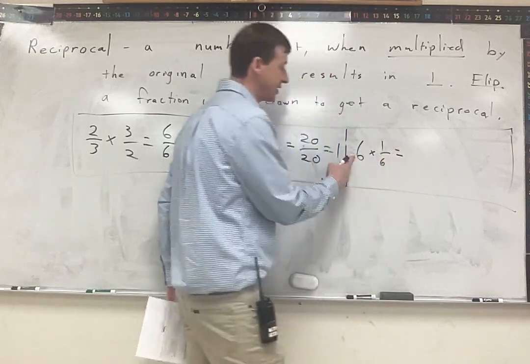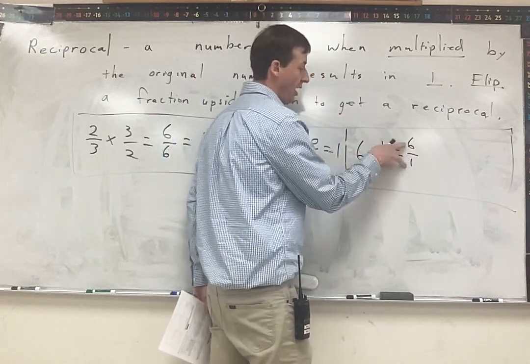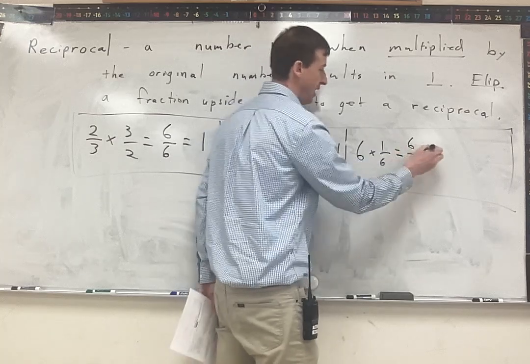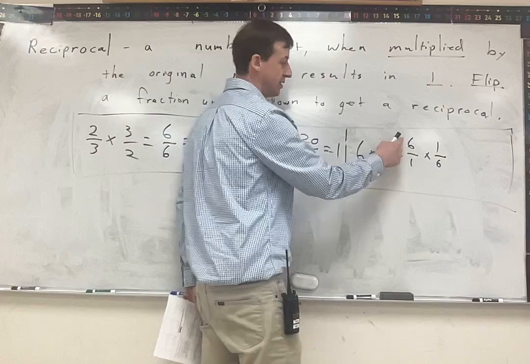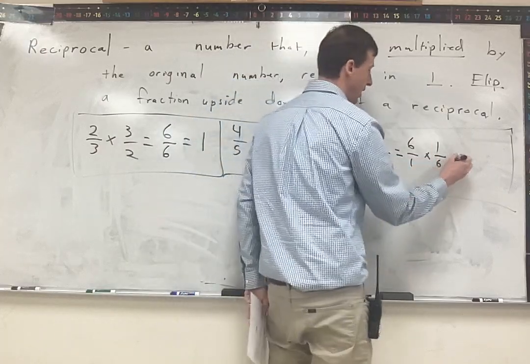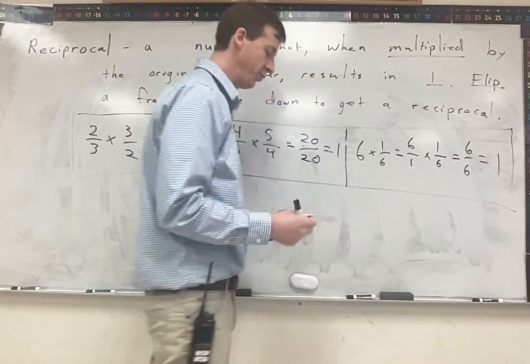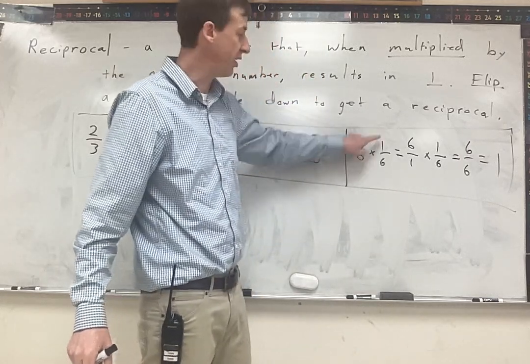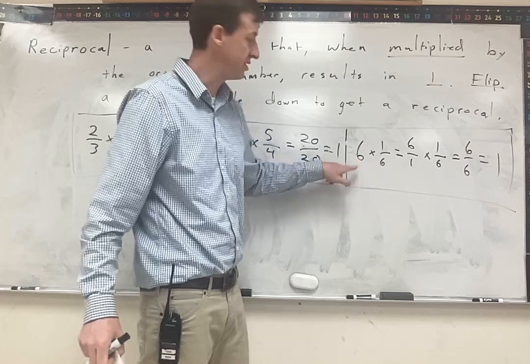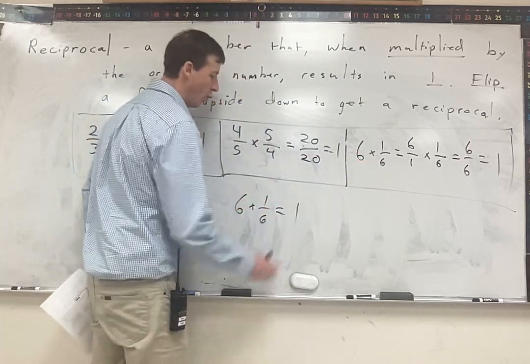Because when we write 6 as a fraction, we write it as 6/1, right? And what's the reciprocal of 6/1? We'll flip it upside down, 1/6. So 6 times 1/6 is the same as 6/1 times 1/6 is equal to 6/6 is equal to 1. So anytime you have a whole number, if you put the number 1 over it, we call that the reciprocal. So 6 times 1/6 is going to be 1.